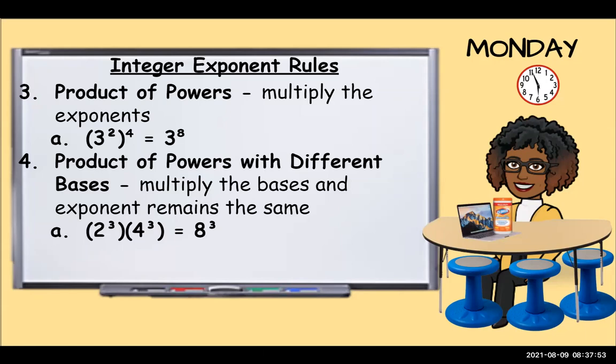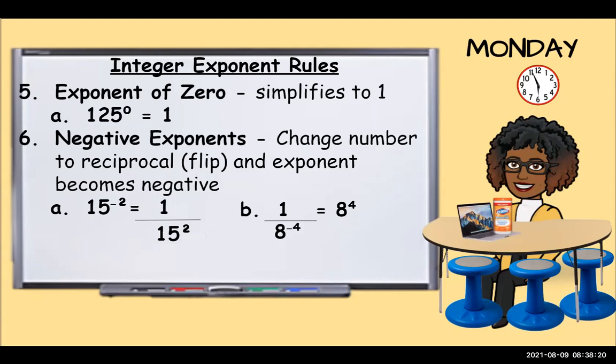All right, the 4th one, product of powers with different bases. So sometimes the bases will be different, but notice the exponent is the same. So 2 to the 3rd times 4 to the 3rd, the exponent was the same. So then we would multiply those bases. 2 times 4 will give us 8. And then that exponent will still remain the same. Questions about that rule? Everybody got those two? All right, last two. Having an exponent of 0, and then that sixth one is negative exponents, and we kind of looked at it when we did work this morning.